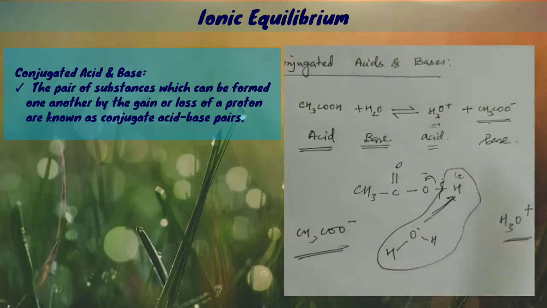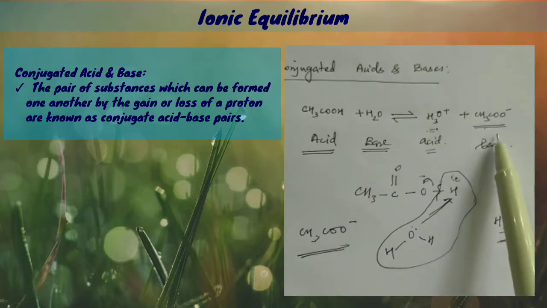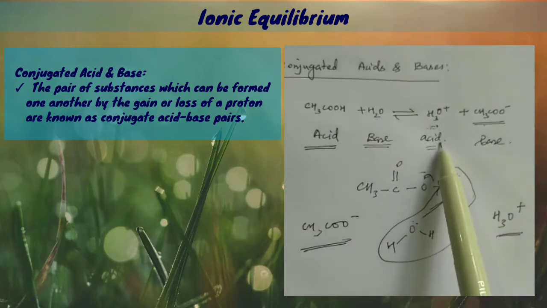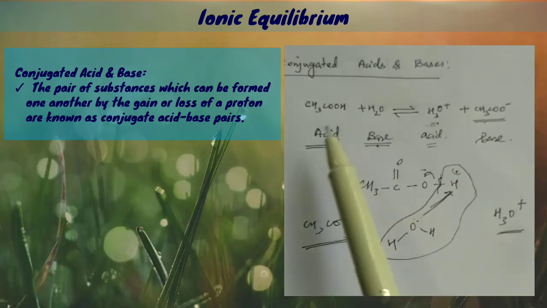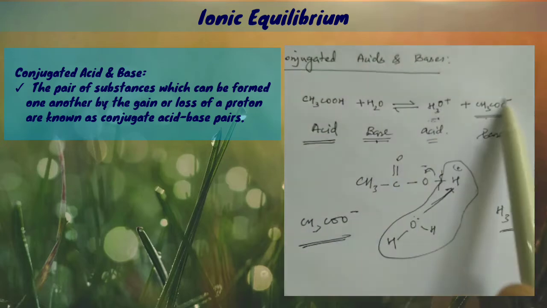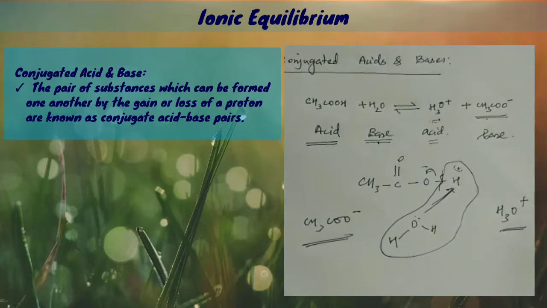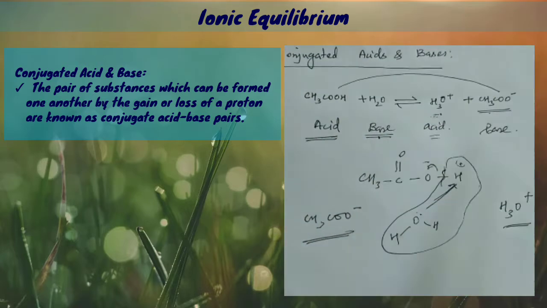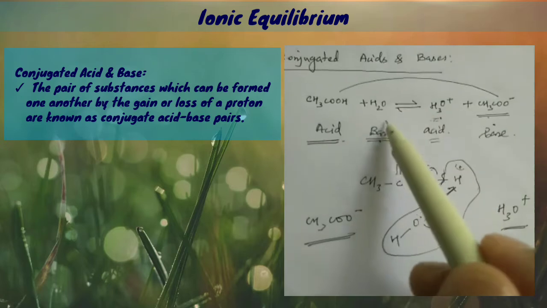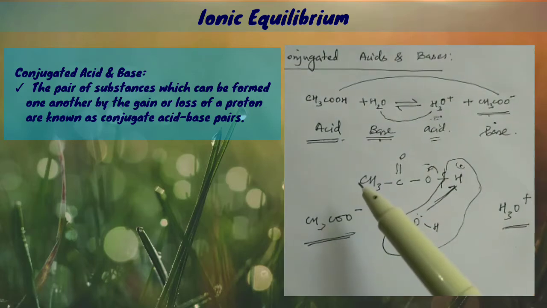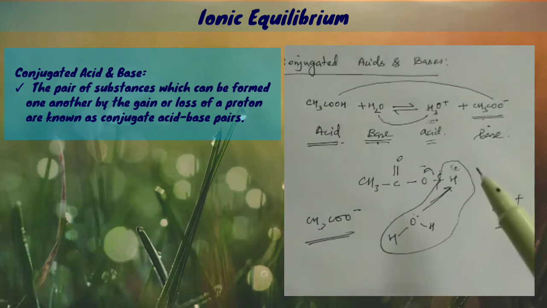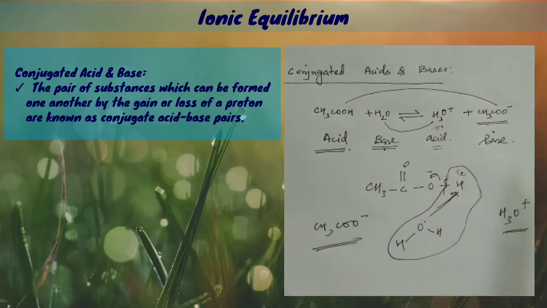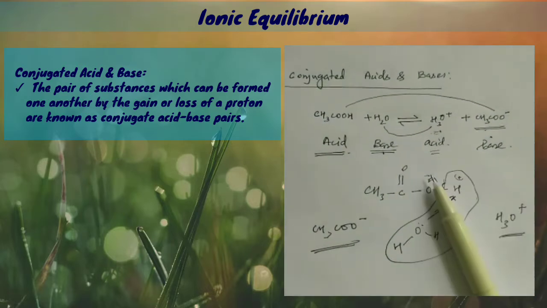Because these bases come from here, this base is the conjugate base of this acid, and this acid is the conjugate acid of this base. So this pair is known as a conjugate acid and base pair. Actually there are two pairs here: this one and this one is one conjugate acid and base pair, and this one and this one is another conjugate acid and base pair. Hope you understand this point. The conjugate acid and base concept comes from the Bronsted-Lowry concept, and this is important because why?